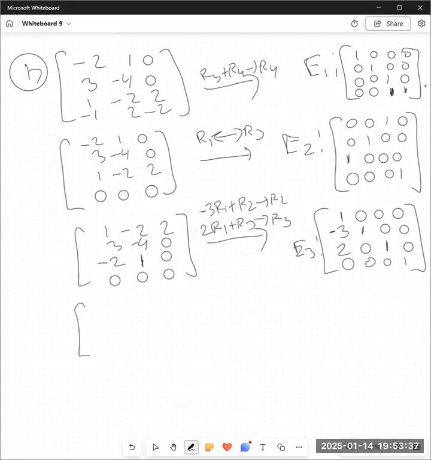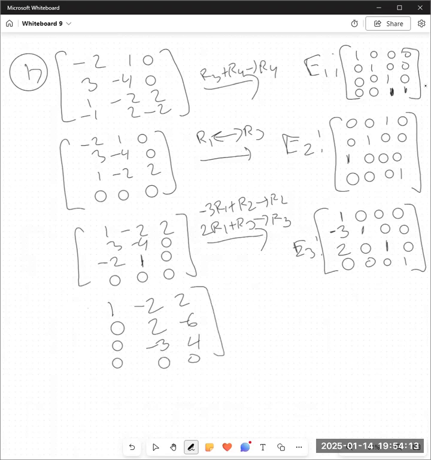So that's going to give me 1, -2, 2, 0, and then -3 times -2 is 6. 6 minus 4 is 2. -3 times 2 is -6. Or I'm sorry, 2 times 1 is 2, plus -2, 0. 2 times -2, -4, plus 1 is -3. 2 times 2 is 4, plus 0 is 4. Keep these zeros down here.